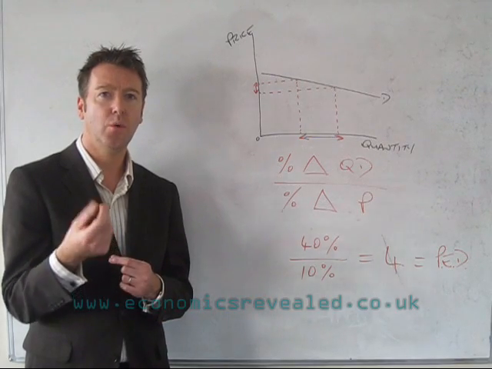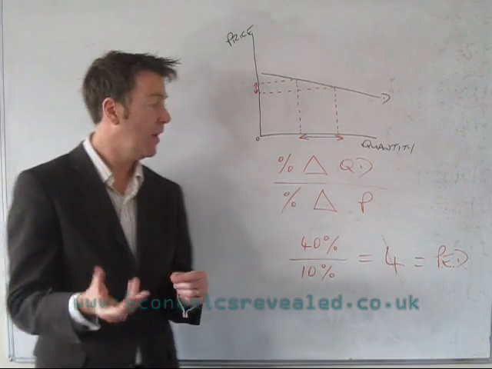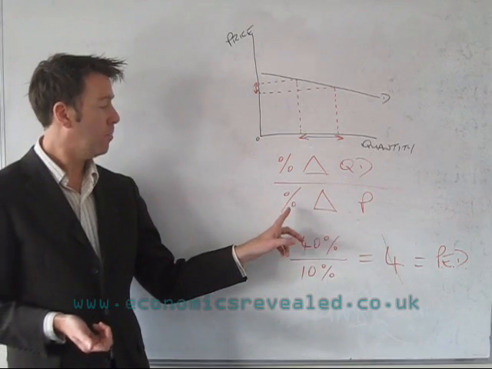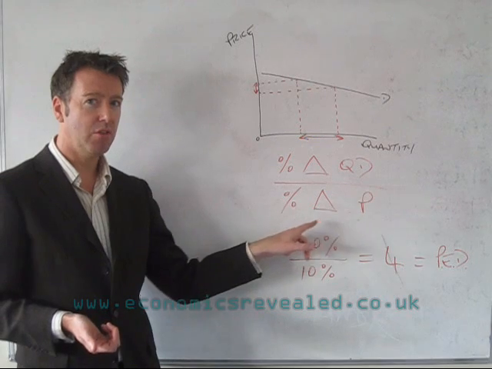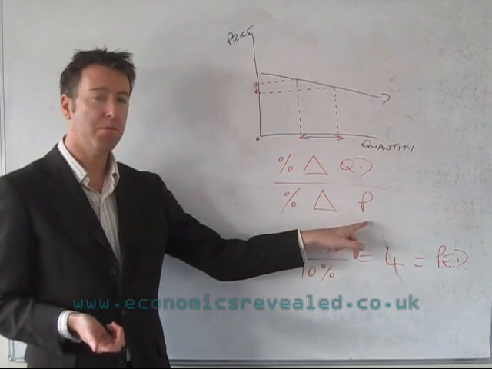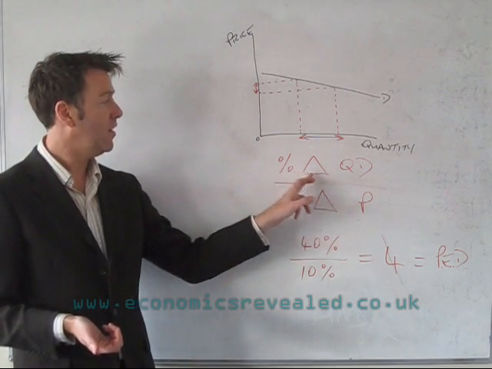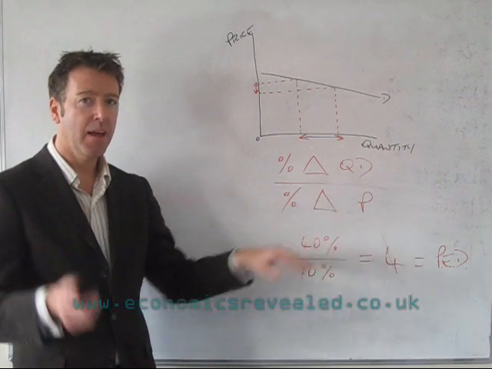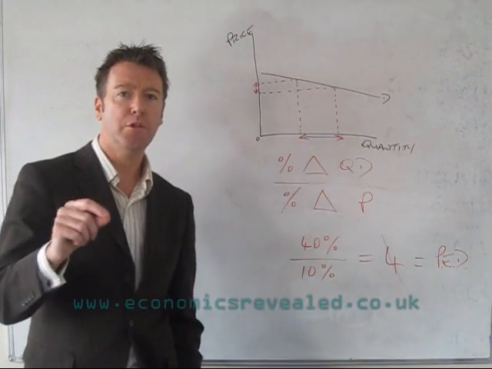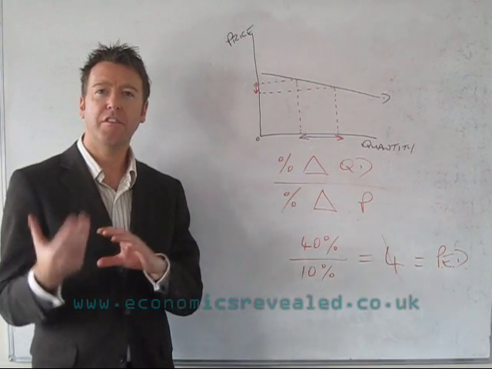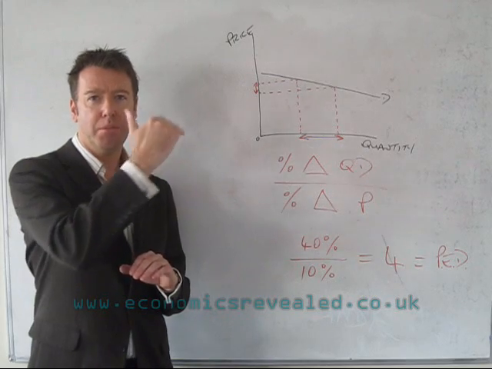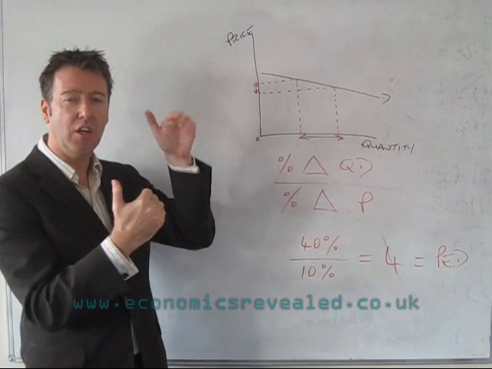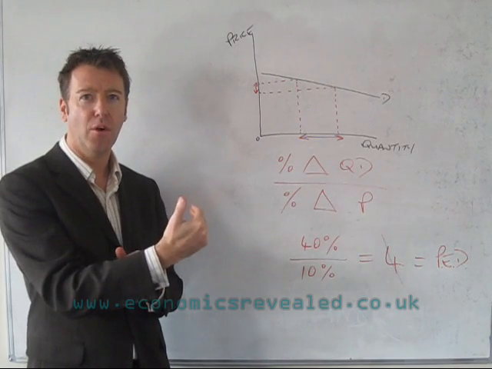Now, if you wanted to work it out mathematically using an equation, it looks complicated but really isn't. You have your percentage change, the triangle sign, percentage change in quantity demanded over percentage change in price. Now, it's all about percentages, not about actual numbers. So if the price of beans goes from 40 up to 44p, that isn't a 4p change, it's a 10% change, 40 up to 44.